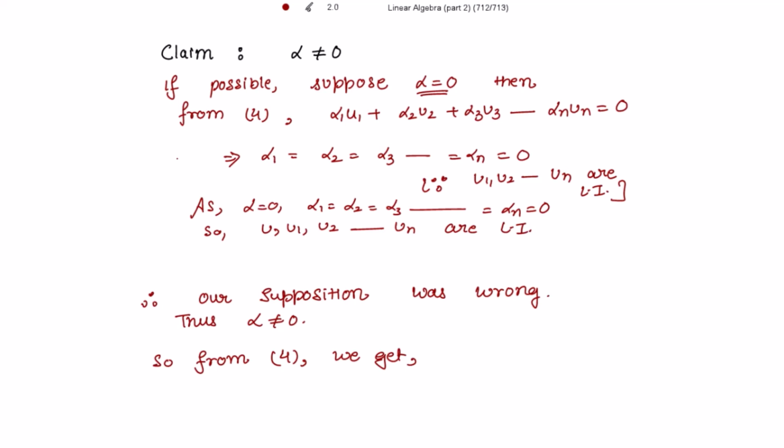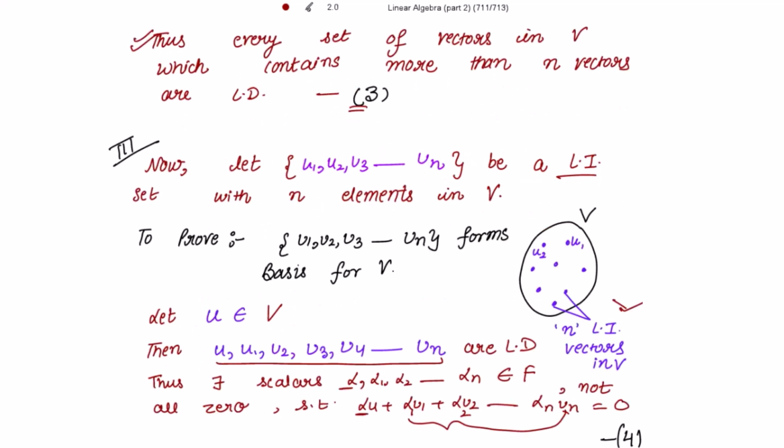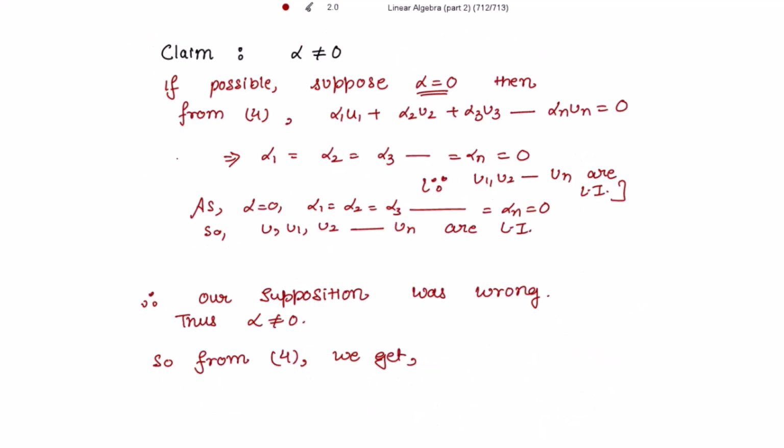This is a contradiction to the third result, that every set of vectors in V which contains more than n vectors is linearly dependent. So these are more than n in number. These are linearly independent, which is a contradiction to the third result. So our supposition was wrong. So alpha should be non-zero. Okay, so we have claimed that alpha should be non-zero.